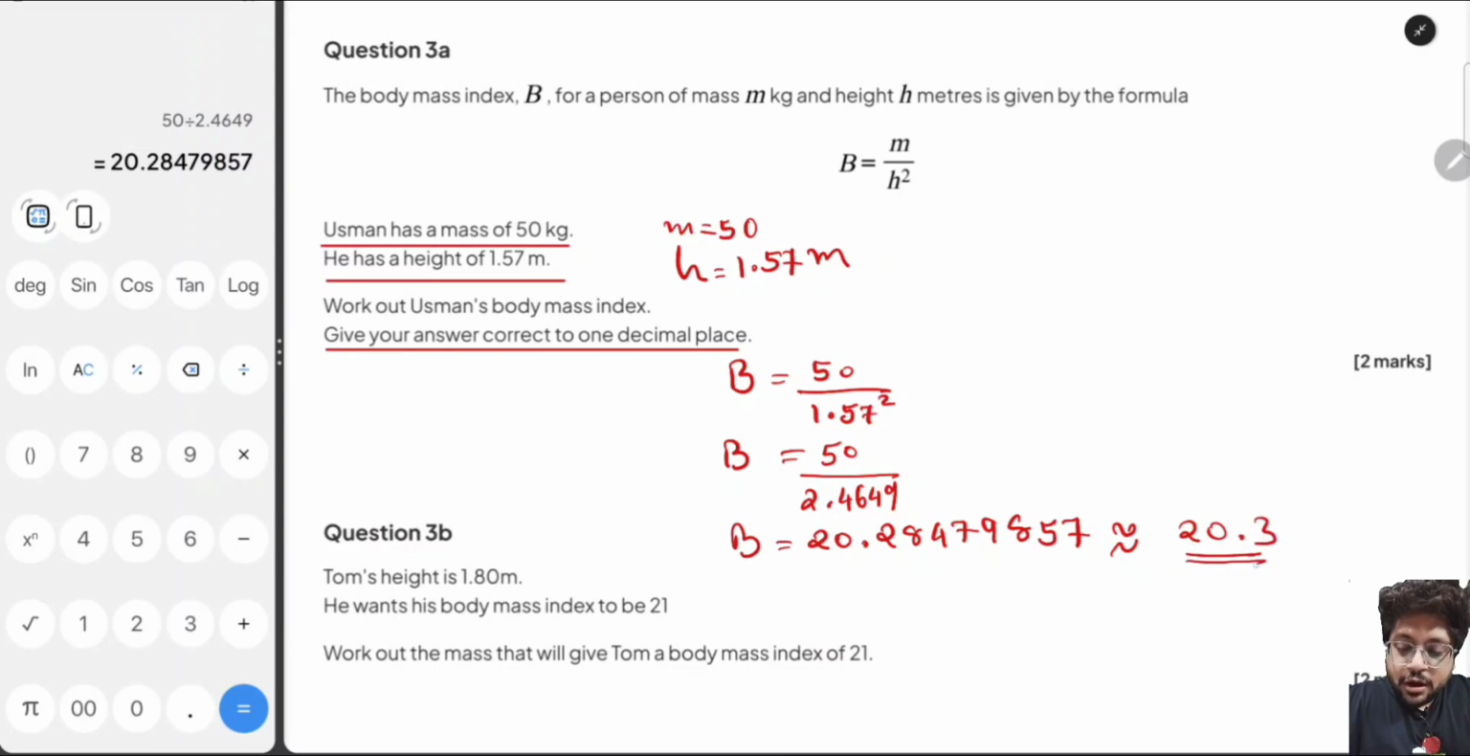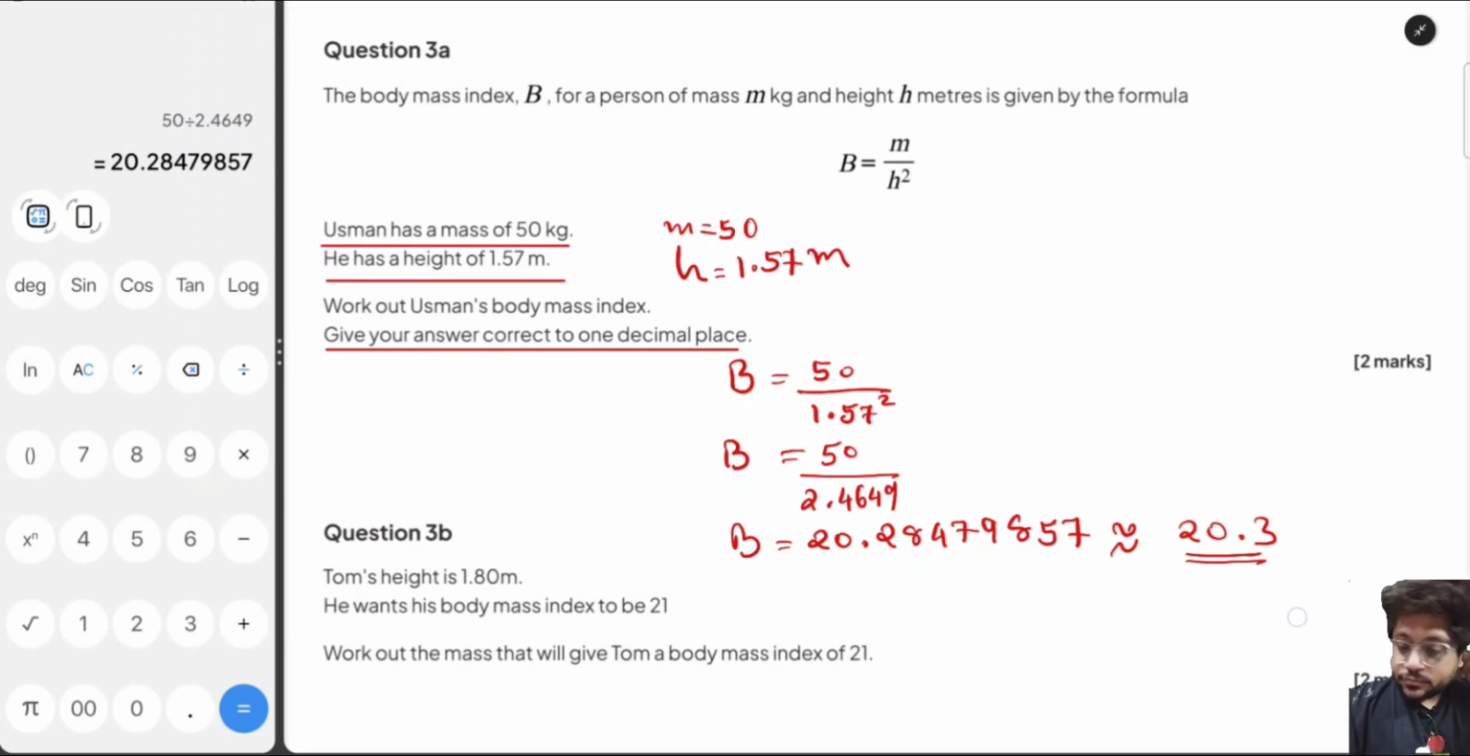If you don't know how to round off the given number, there is a dedicated video on it. Go to the playlist in the first chapter, and the last topic is rounding off. There you can find the rules for rounding off the given numbers, in integers as well as in decimals.